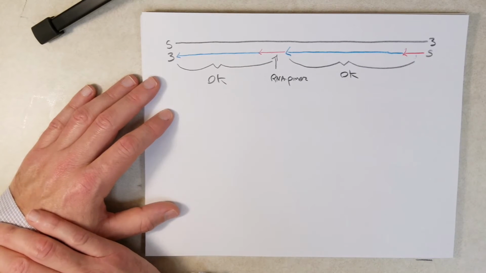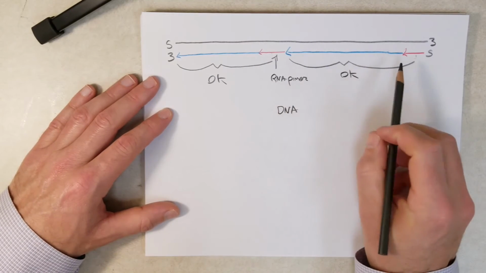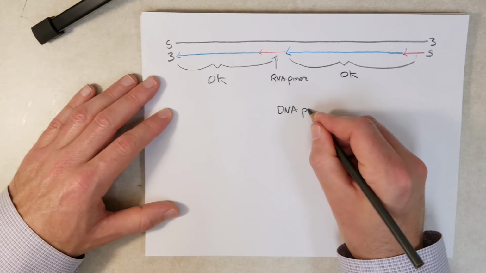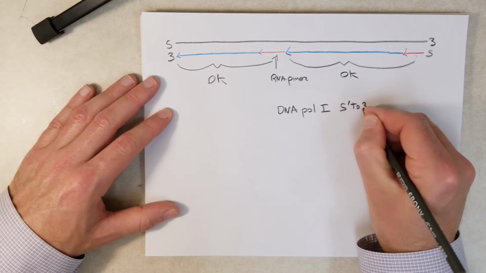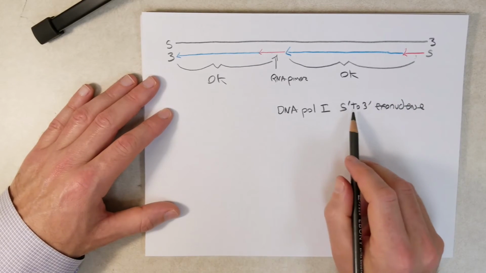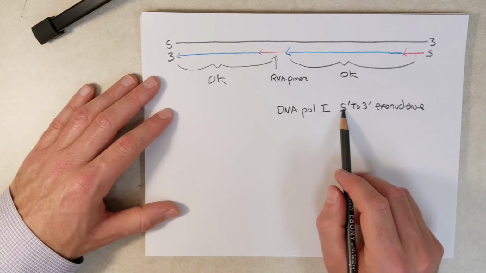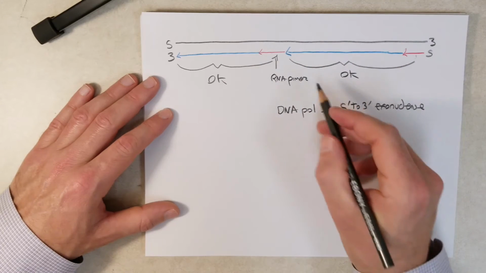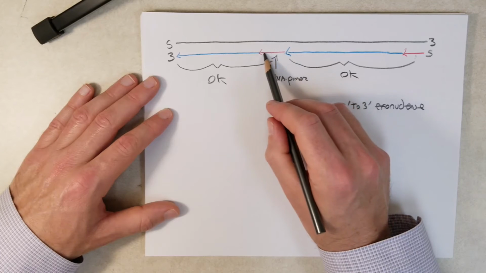Now in prokaryotes, what happens is DNA polymerase 3 synthesizes the Okazaki fragments, and DNA polymerase 1 uses its 5' to 3' exonuclease activity. DNA polymerase 3 lacks this activity. DNA polymerase 1 has it, so it uses its 5' to 3' exonuclease activity to remove the primer starting from its 5' end and moving in the 3' direction.